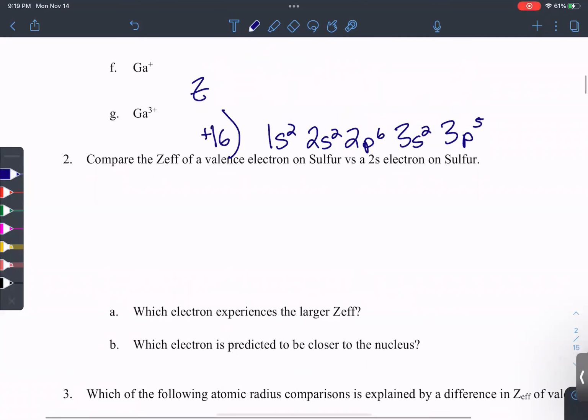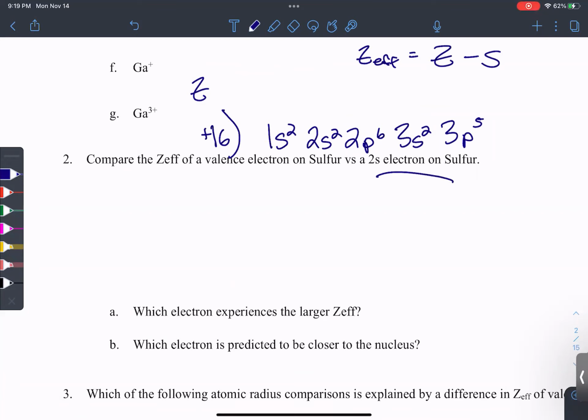+16 is Z, because the equation for Z effective is Z minus S. So for all of these equations, whether it's a valence electron or 2s electron, Z is +16. All of the electrons are looking at a +16 nucleus. So we need to consider shielding depending on what kind of electron we're focusing on. So, oh yeah, it's p4, sorry. Thank you. So let's look at a valence electron first.